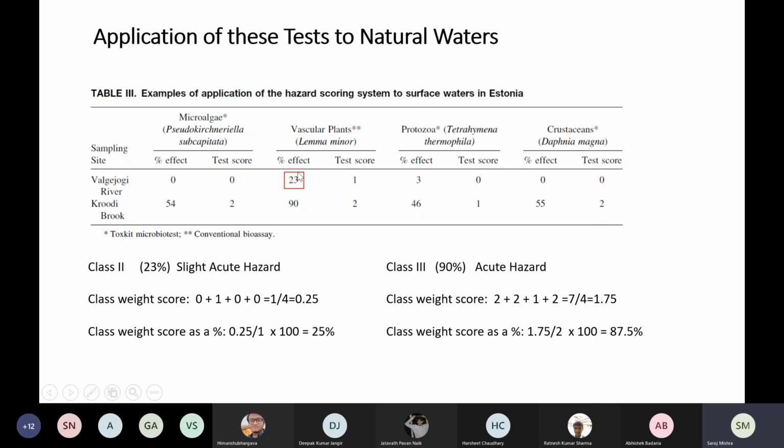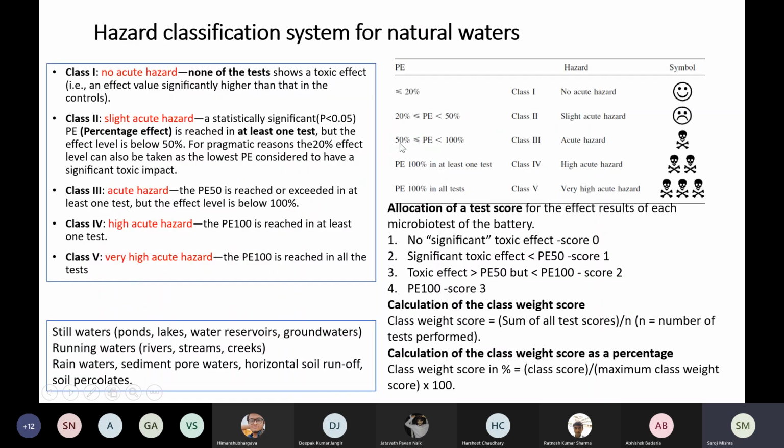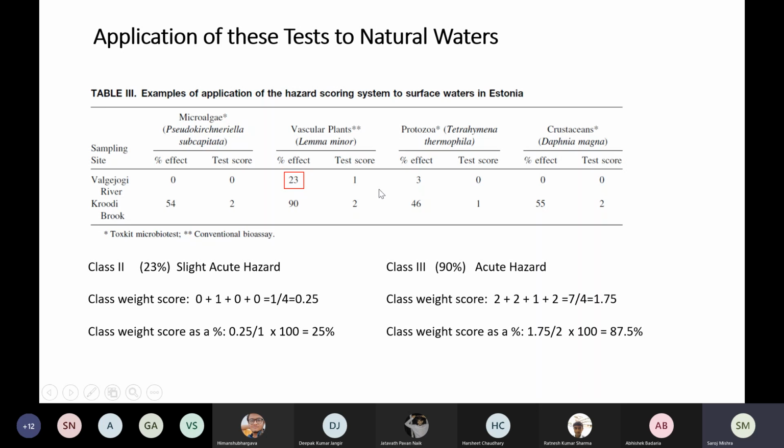Now, in one of the tests, the effect was 23%, which is more than 20%. So you are going to call it a class 2 hazard. Remember, this is how we defined it. If the effect in any one of the tests is more than 20% but less than 50%, then I'm going to classify that water body as a class 2 water body, which is slight acute hazard. Is that clear to everybody? Now let's examine the data for the first category for this particular river. It is classified as class 2 because in one of the tests it showed 23%, that is slight acute hazard.